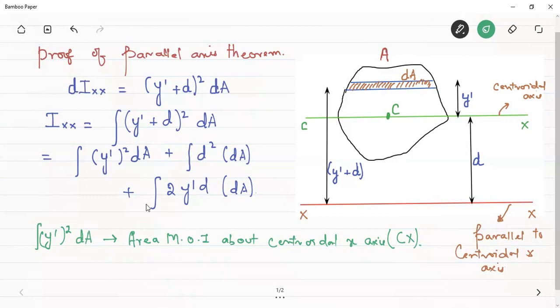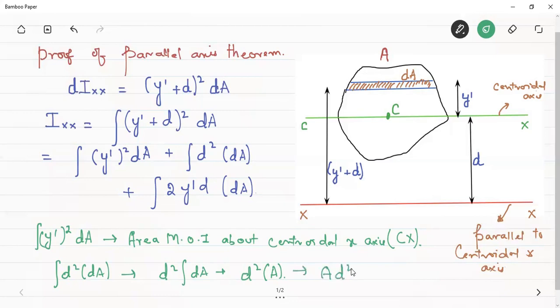Now coming on to the second integral, that is equal to d square dA. I can take this d out of the integral as it is a constant, and I can perform the integral of dA, that will be equal to the complete area of this lamina. dA is the differential area, and its integral will give us the total area of this lamina. Hence I can write it as A d square.